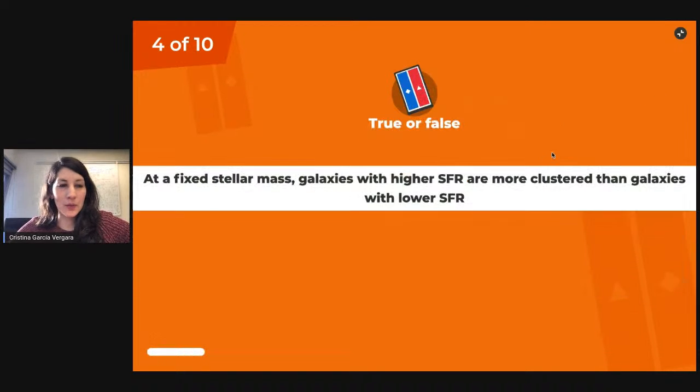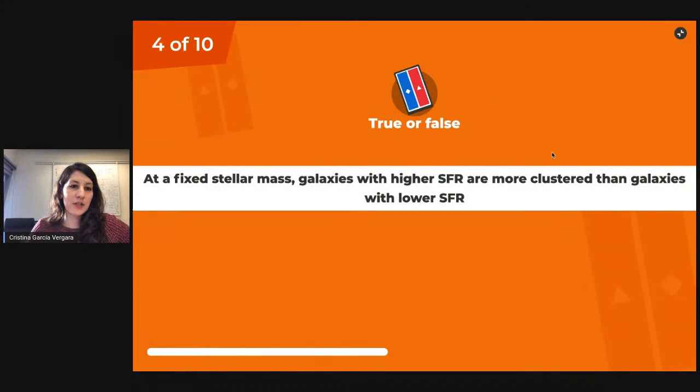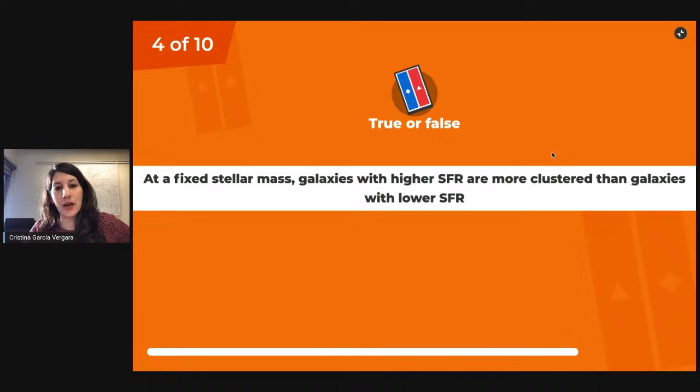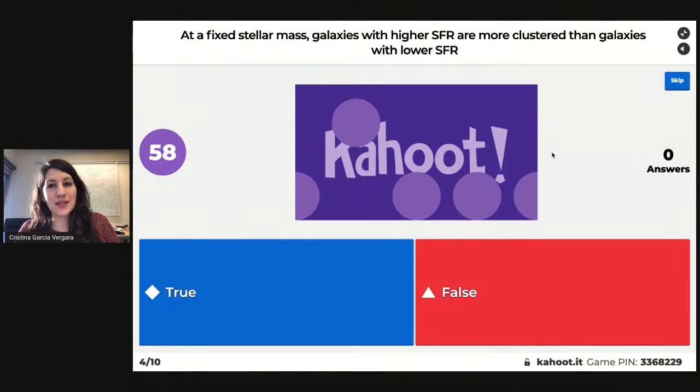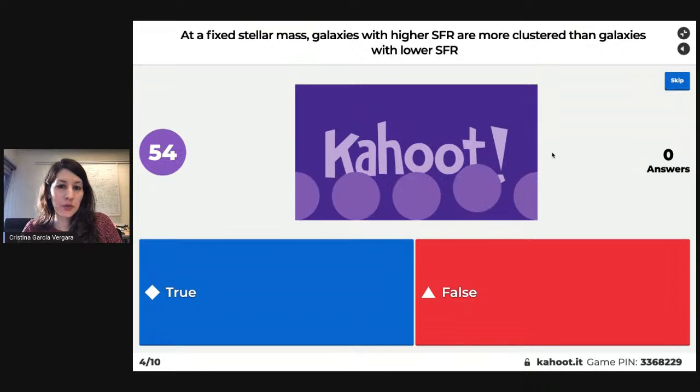Okay, question number 4. At a fixed stellar mass, galaxies with higher star formation rate are more clustered than galaxies with lower star formation rate. True or false?